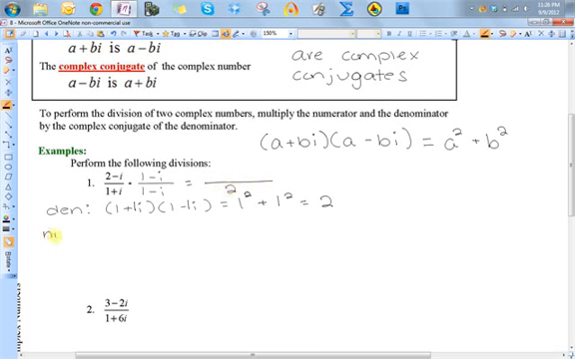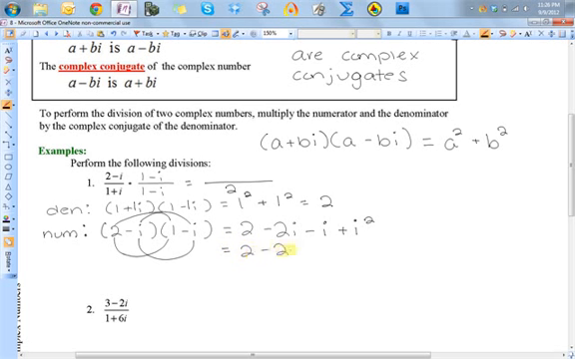So now I just need to figure out the numerator. Now the numerator is going to be a little more complicated because I will actually need to FOIL, or I can use the box method if I wanted to for the multiplication. I'm just going to use FOIL for all of these though. So I would do first, which is 2, times outside, which is minus 2i, times inside, which is minus i, and then last, which is positive i squared. Okay, now remember, i squared always equals negative 1, so this is 2 minus 2i minus i minus 1.